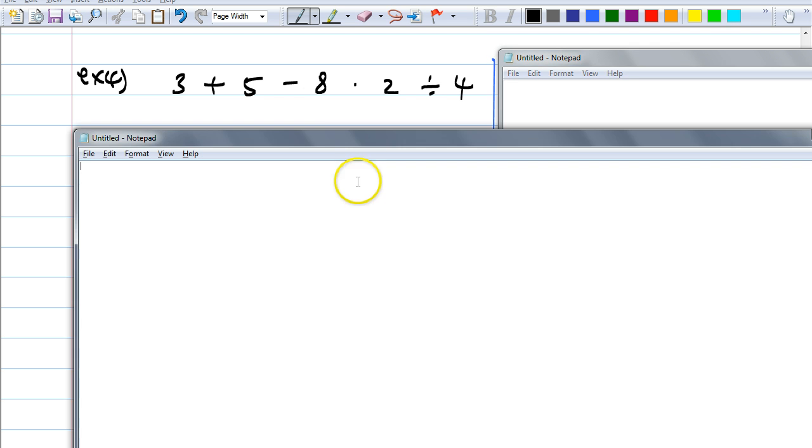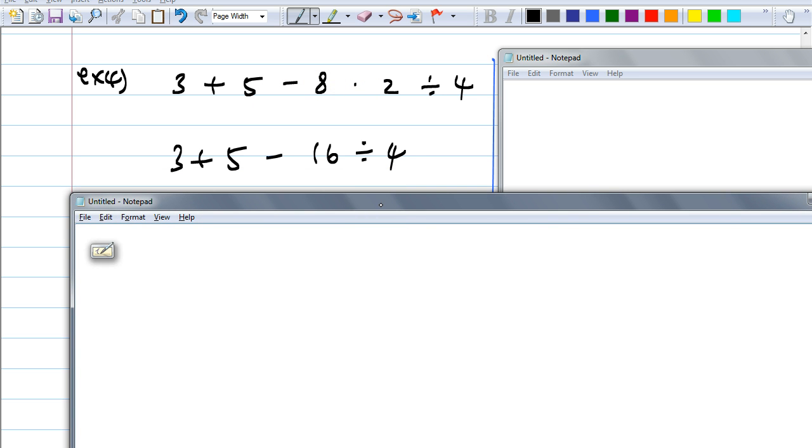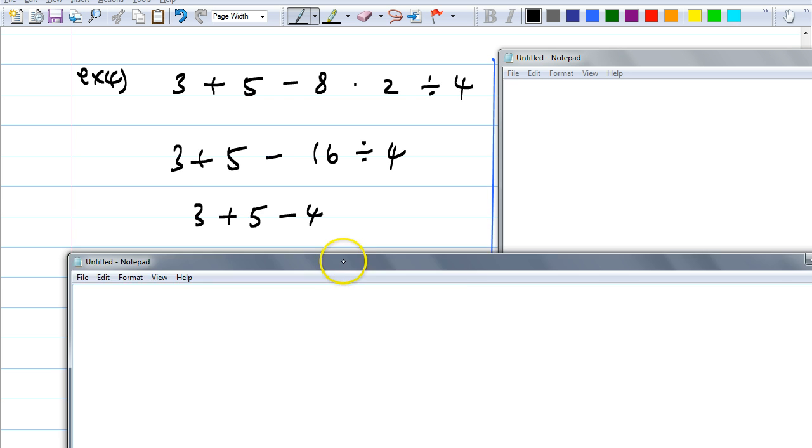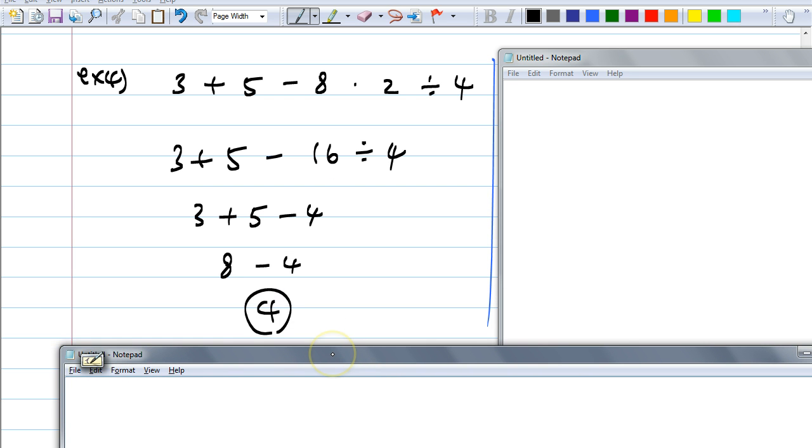Let's just do one step at a time. Let's do 8 times 2, right? Or you could think of this as negative 8 times 2. So you get 3 plus 5 minus 16 divided by 4, correct? And then what do we do next here? Divide. So what's 16 divided by 4, guys? 4. So what do we write? 3 plus 5 minus 4 or plus 4? Minus 4. And you get, of course, 4 at the end.